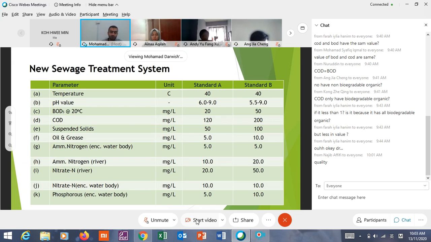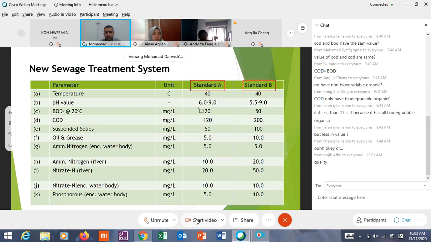Ammoniacal nitrogen applies if the water will be discharged to a water body, like a lake, for example, and also if the wastewater will be discharged to the river. The same goes for nitrate: one limit if for discharge to the river, and another if it will be discharged to a water body. The same goes for phosphorus. And you can see that there is a difference between standard A and standard B.